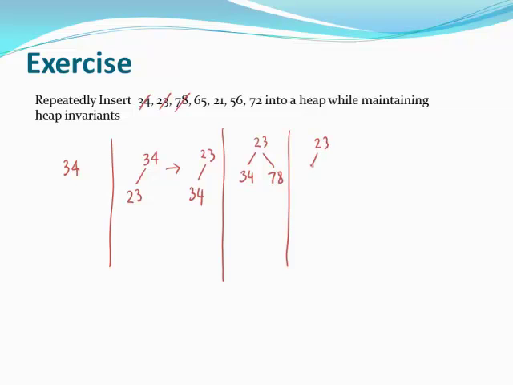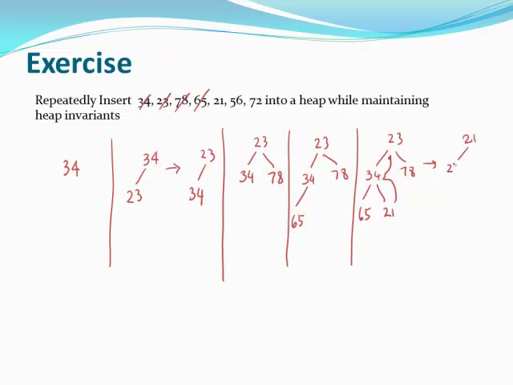The next insertion would be 65. That will go to the next available location, and that's in the right place. And the next insertion is 21. So 21 will start here, but soon it will move up the tree branches, all the way to the top, by swapping things. So the 23 would come here, 34 would come here, and 65 is here, and 78.